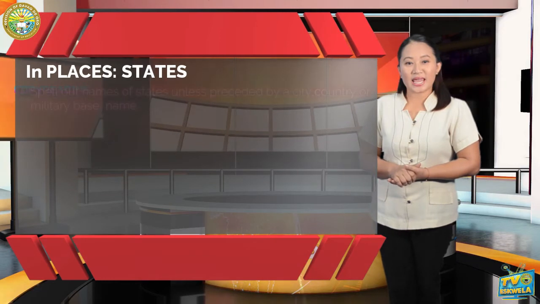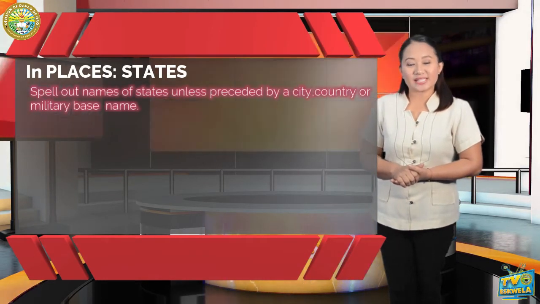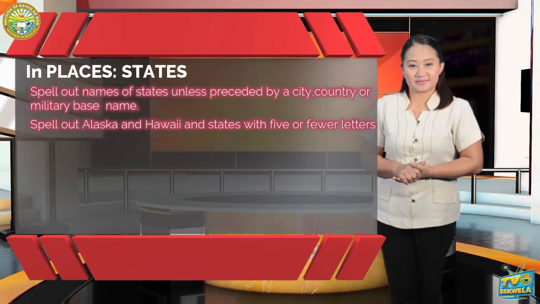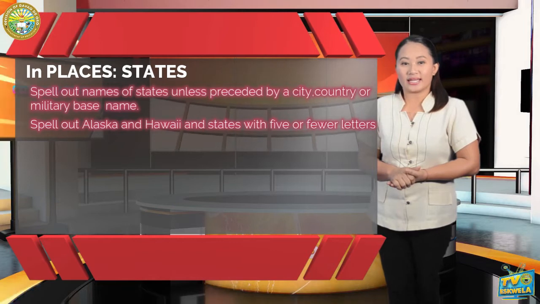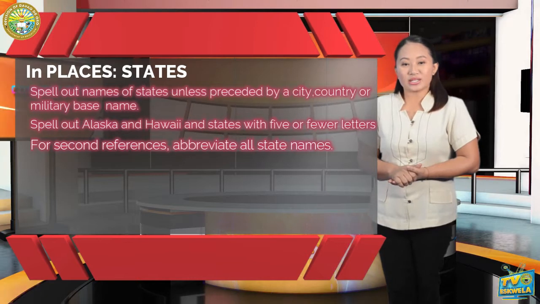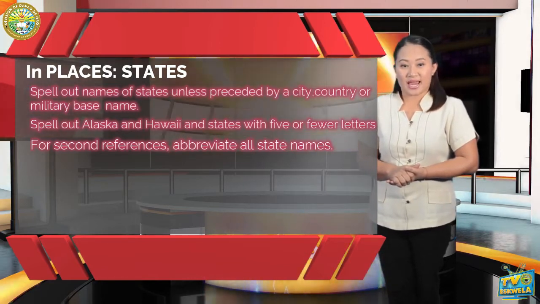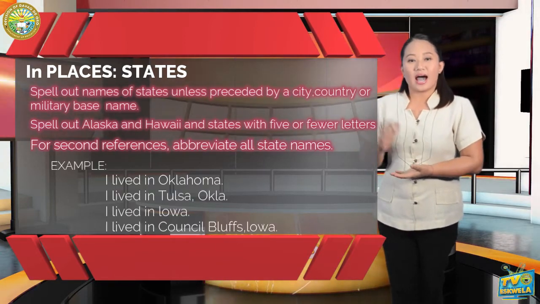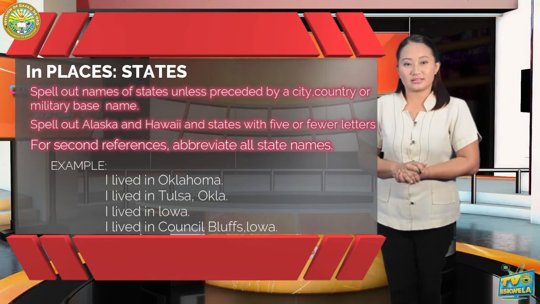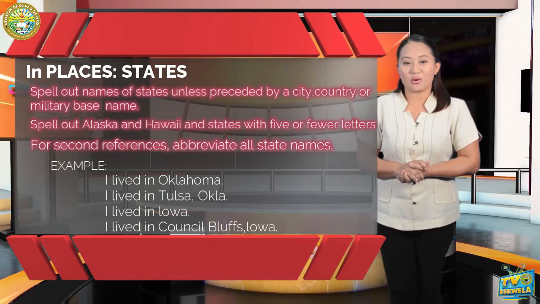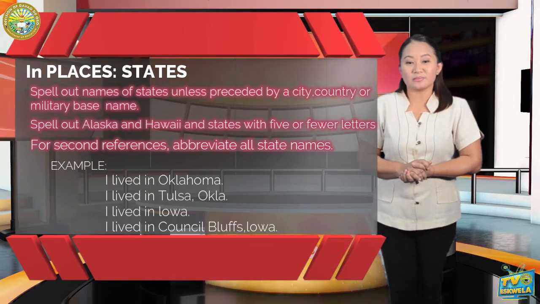In places, states. Spell out names of states unless preceded by a city, country, or military base name. Spell out Alaska and Hawaii and states with five or fewer letters. For second references, abbreviate all state names. Example, I lived in Oklahoma. I lived in Tulsa, Oklahoma. I lived in Iowa. I lived in Council Bluffs, Iowa.